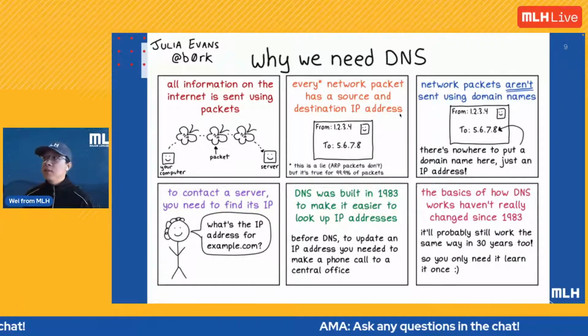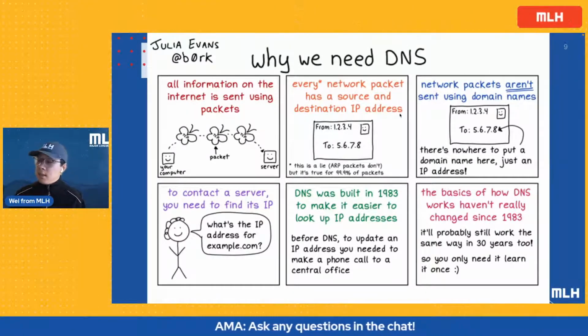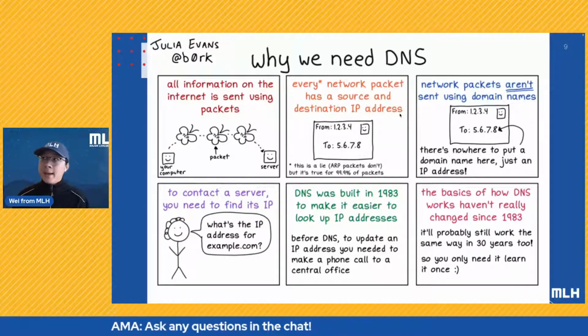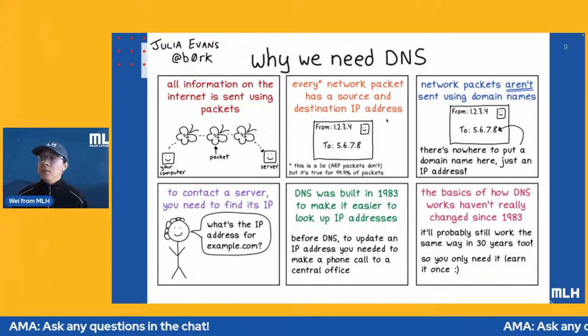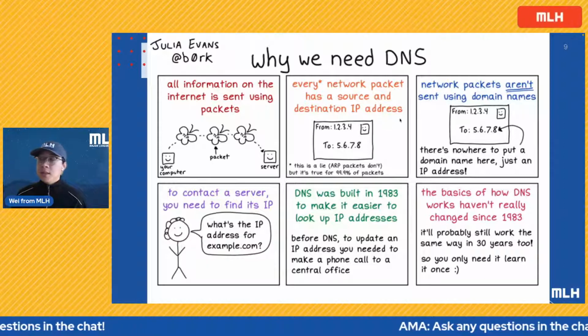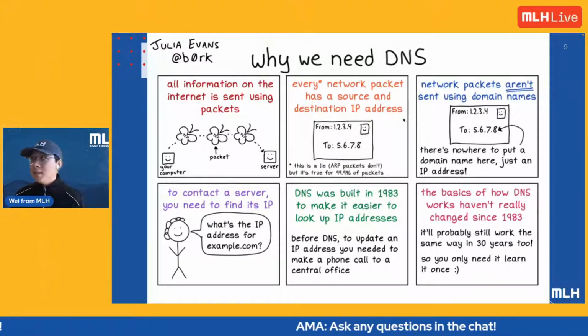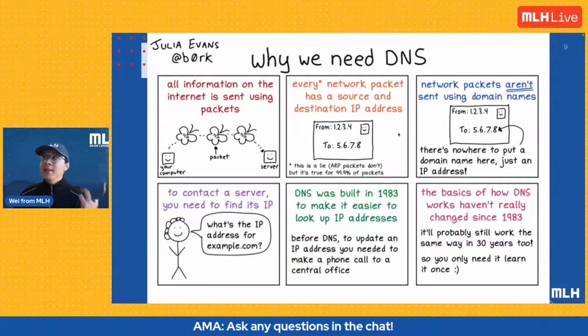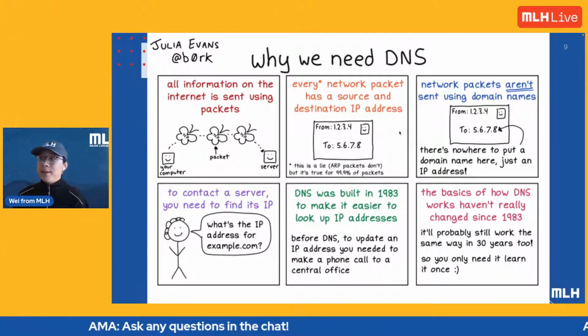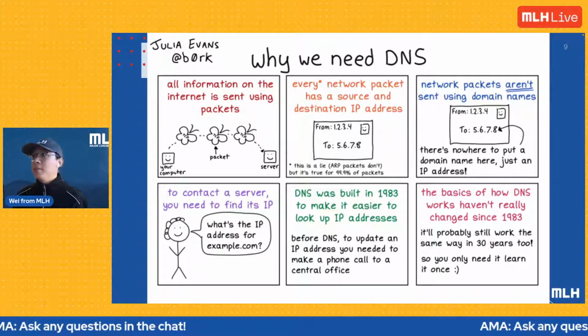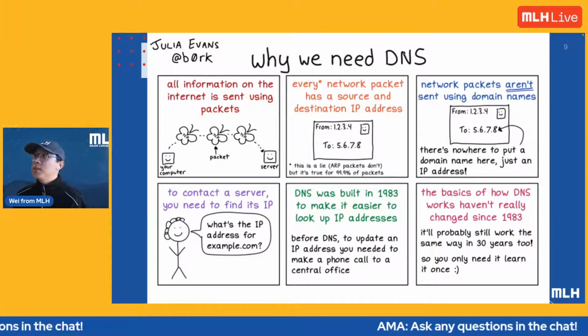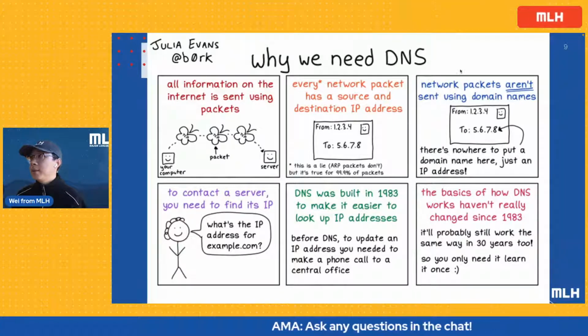You don't have any information. So what DNS does is it translates White House to 1900 Pennsylvania Avenue, Washington, D.C. So now you have an address where the mail carrier can go to and deliver the mail. And that's essentially what DNS is about.